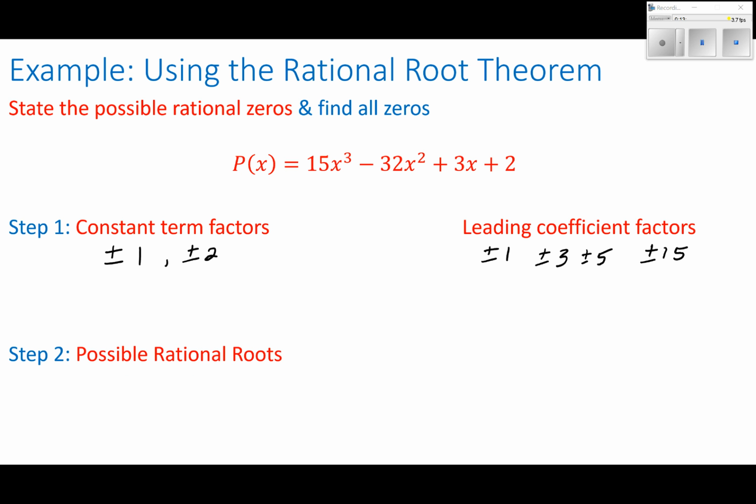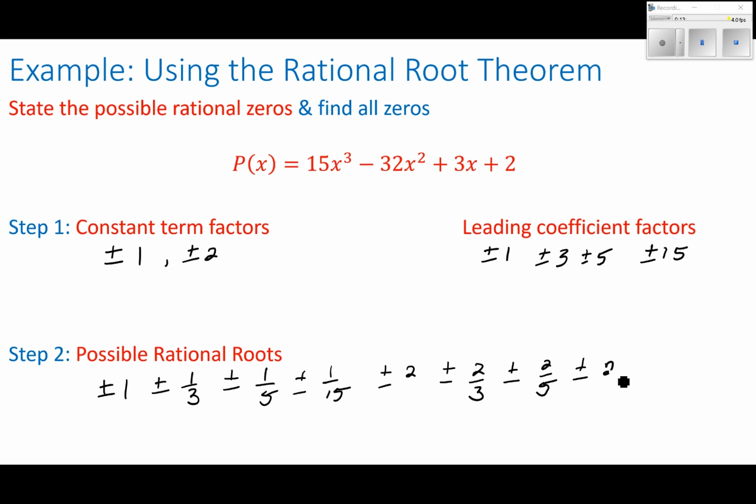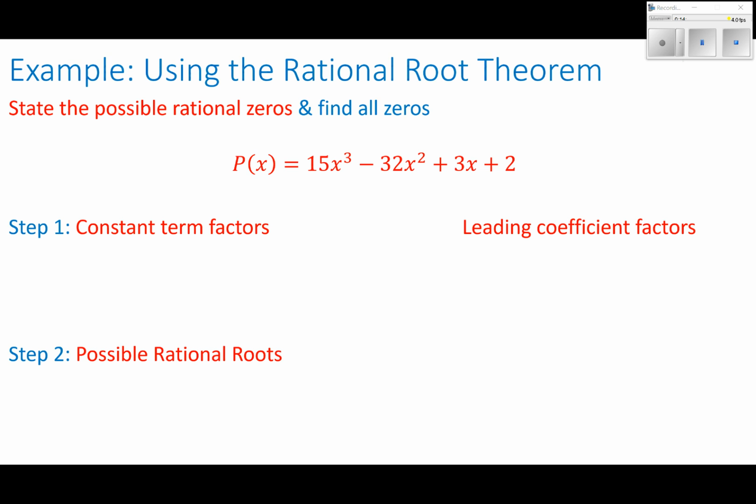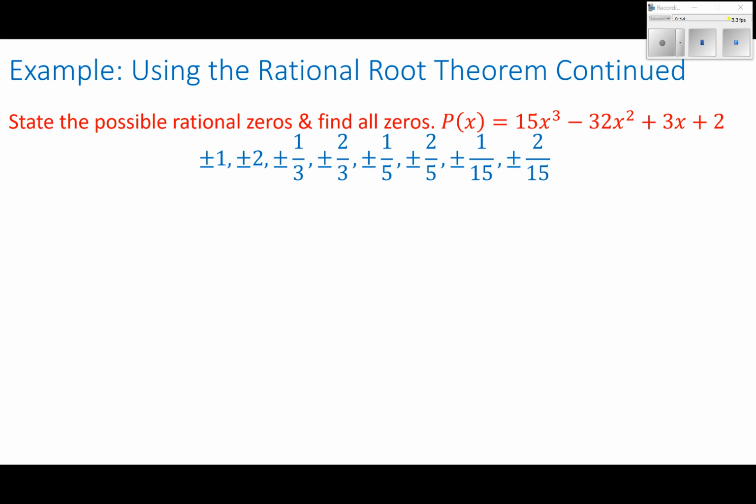So possible rational roots, we're going to have plus or minus 1, plus or minus 1/3, plus or minus 1/5, plus or minus 1 over 15, plus or minus 2, plus or minus 2 over 3, plus or minus 2 over 5, plus or minus 2 over 15. Okay, this is really just a duplicate slide. This is what we just did on the last slide. All right, so now I just listed this out, same problem.